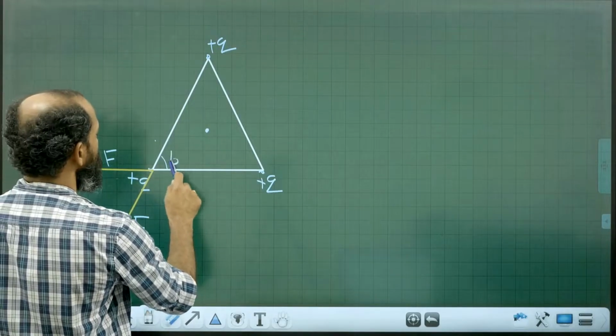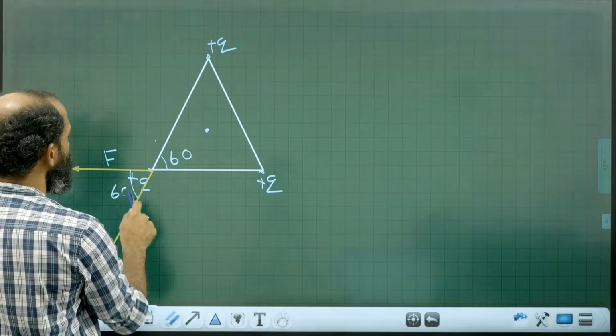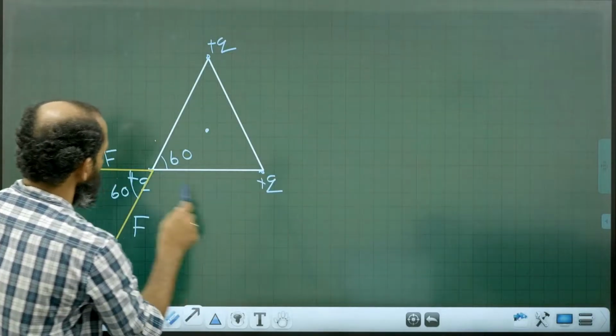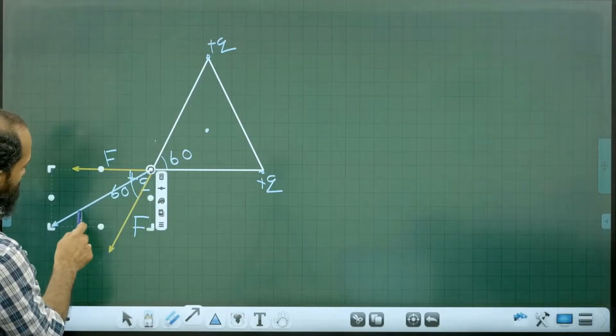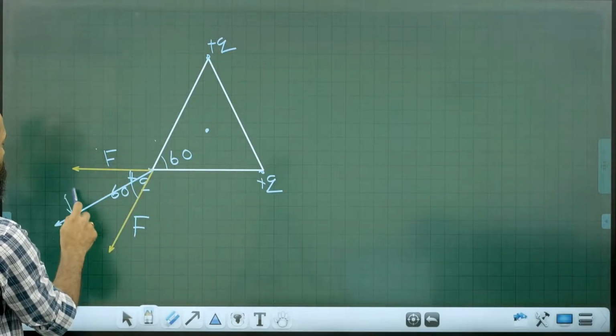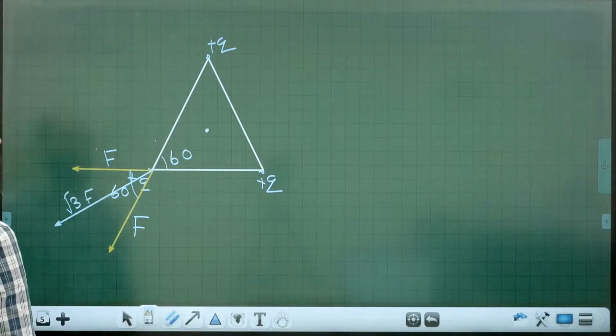As it is an equilateral triangle, the angle between these two force vectors is 60 degrees. Resultant will be √3 times F, and will be bisecting these two. Resultant force is √3 times F, and that will be bisecting these two.